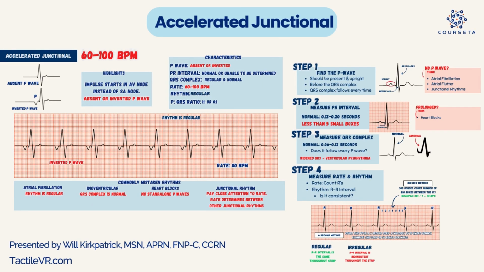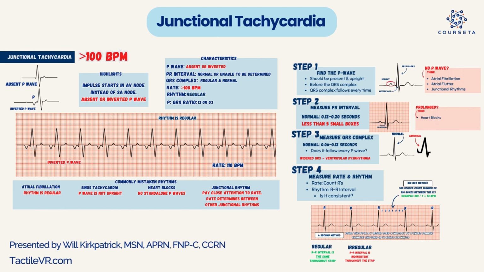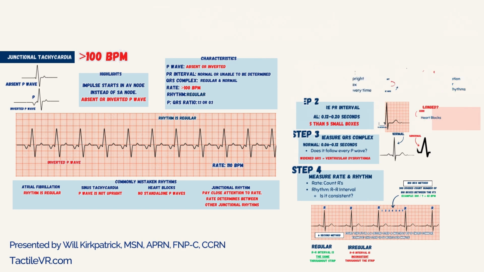Accelerated junctional is 60 to 100 beats per minute, and junctional tachycardia is greater than 100 beats per minute. And then if we measure the rhythm here, the R to R intervals are consistent throughout, so it is a regular rhythm. So really, what is junctional rhythm?